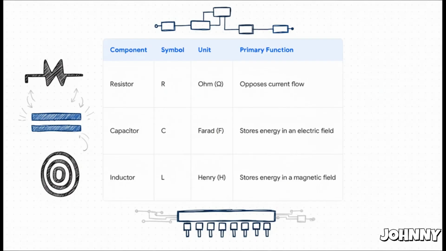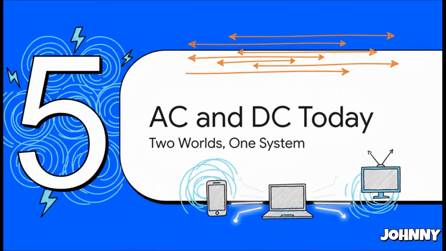So there you have it, the three pillars. The resistor puts on the brakes, the capacitor stores energy for a quick burst, and the inductor keeps things smooth. Just by combining these three simple parts in different ways, engineers can build pretty much every electronic device you can imagine. So after that whole big historical war of the currents, who actually won?